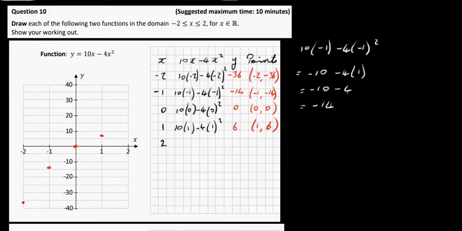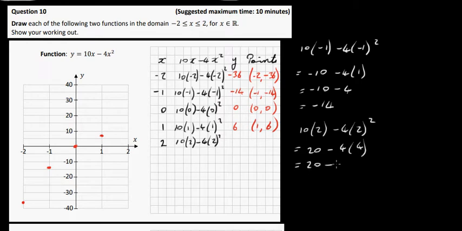2 then, finally, we'll just do 2. So 2 is 10 times 2 minus 4 times 2 squared. Let me just work that out to be sure. 10 times 2 is 20, minus 4 times 2 squared, which is 4, so 4 times 4 is 16. So you end up with 20 minus 16, which is 4. So we end up with 2 and 4. So 2, 4 is here.